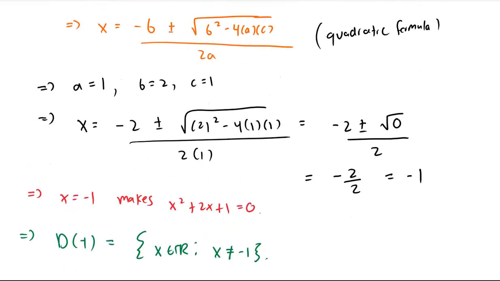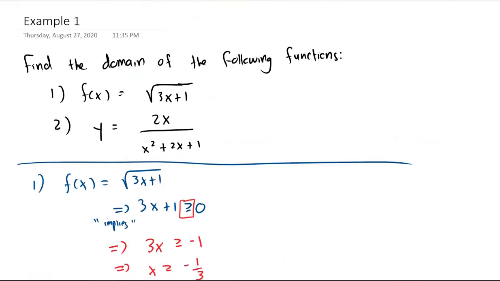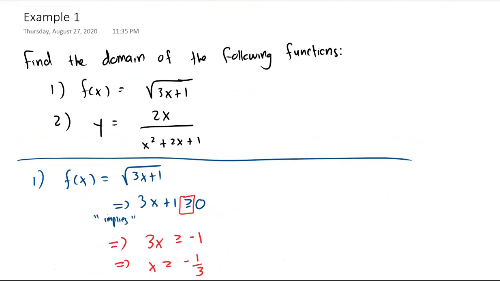And that's basically how these problems go. If you see a square root, make sure that whatever's inside is greater than or equal to 0. If you're dividing by an expression of x, find for which values of x that expression is equal to 0, and then remove them.